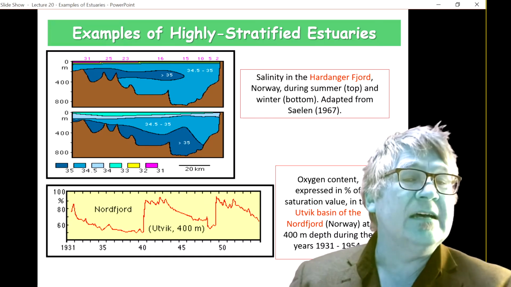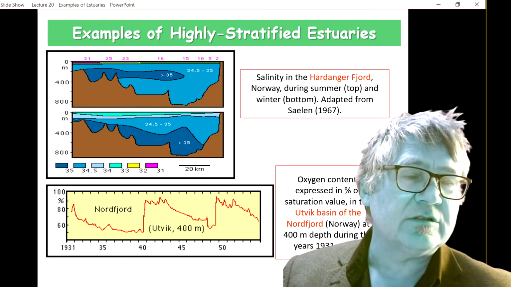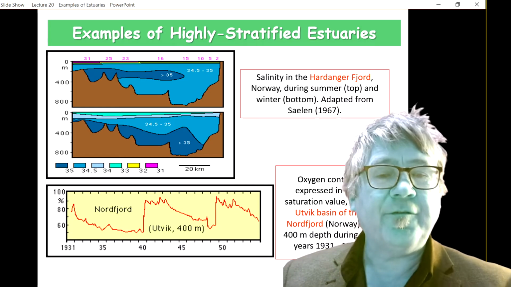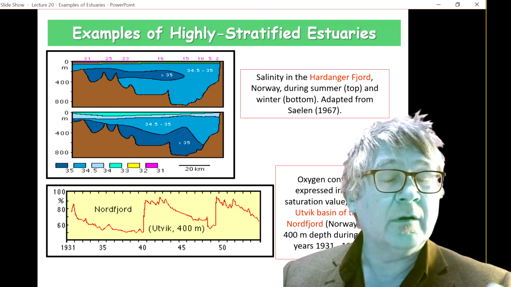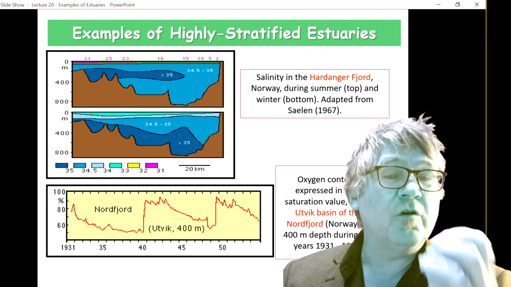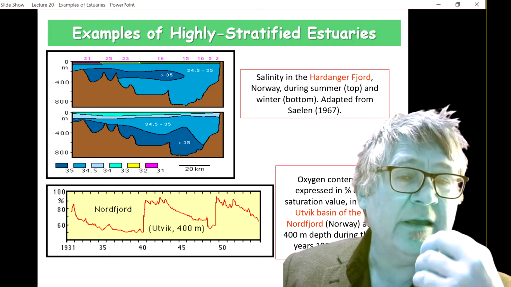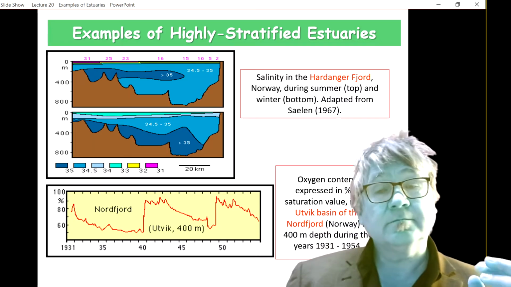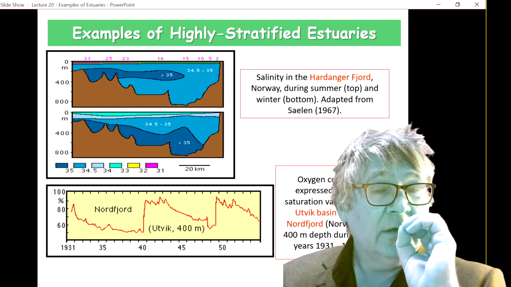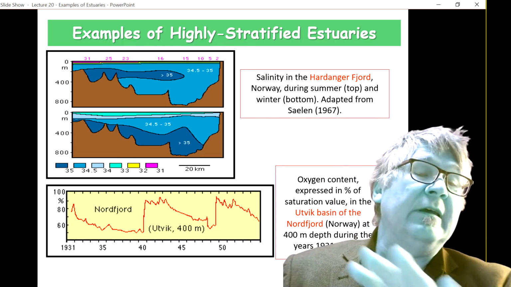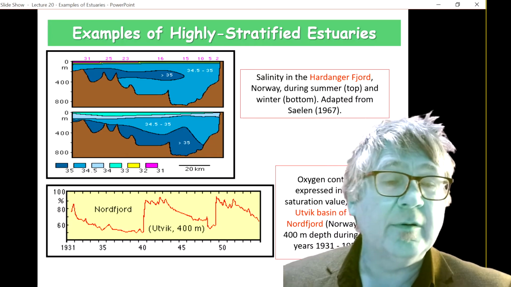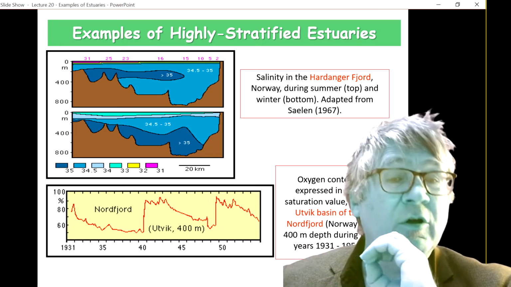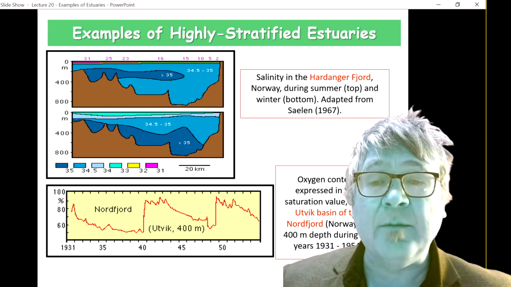So here's another example of highly stratified estuaries. Fjords. Okay? There are fjords created in interaction with glaciers. Okay? Fjords are typically relatively deep, okay, but they have a narrow exchange region. We call it a sill connection with the ambient ocean.